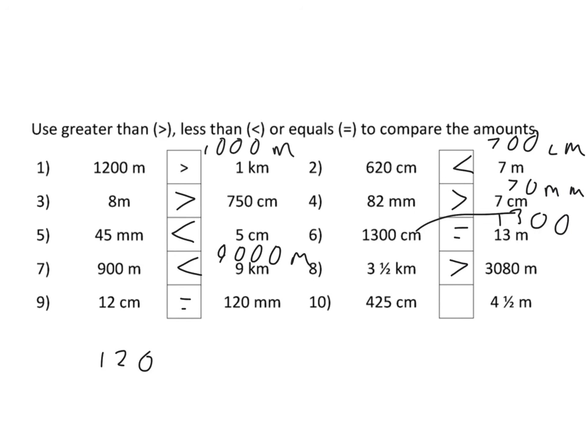Okay, 425 centimetres and 4.25 metres. So 4 metres is 400 centimetres. A quarter of a metre is 25 centimetres. So these two measurements are exactly the same.